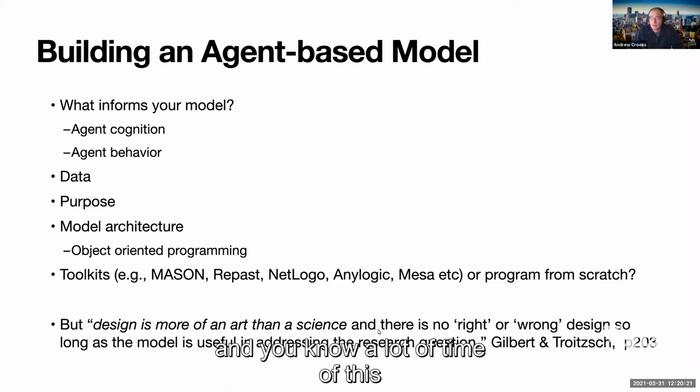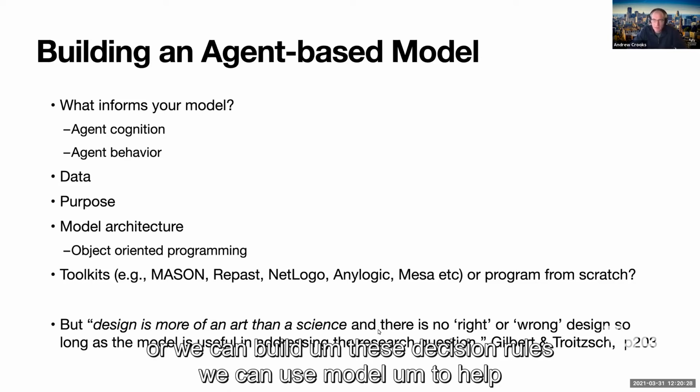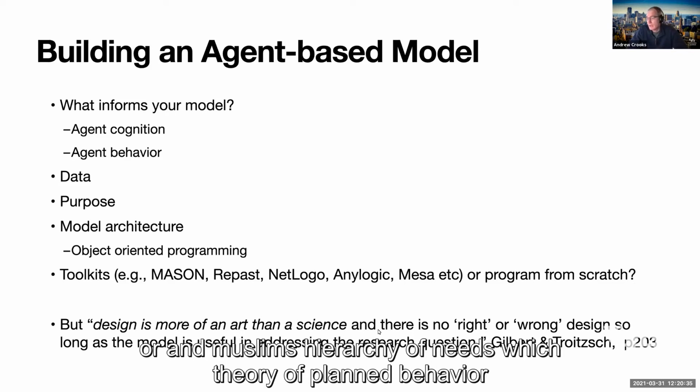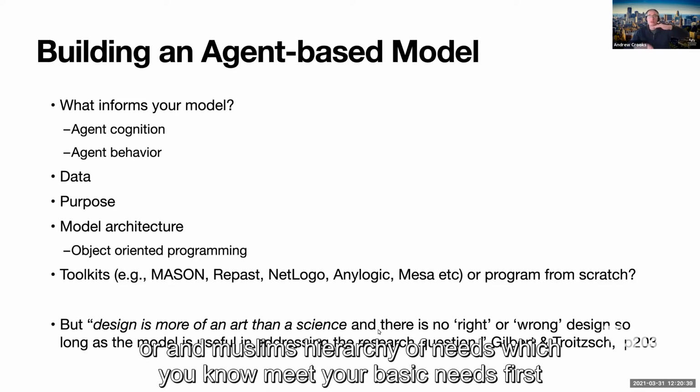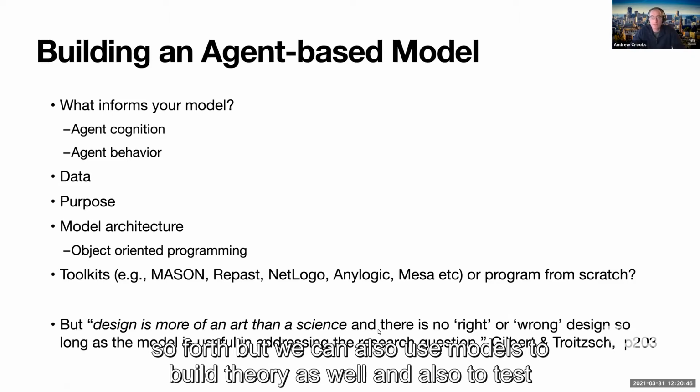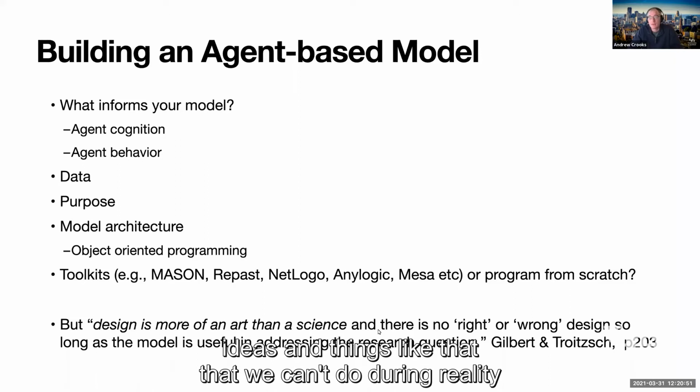A lot of the time we can build these decision rules based on existing theories out there. So maybe the theory of planned behavior, or Maslow's hierarchy of needs, where you meet your basic needs first before you can do self-esteem, making friendships, and so forth. But we can also use models to build theory, and to test ideas and things like that we can't do in reality.